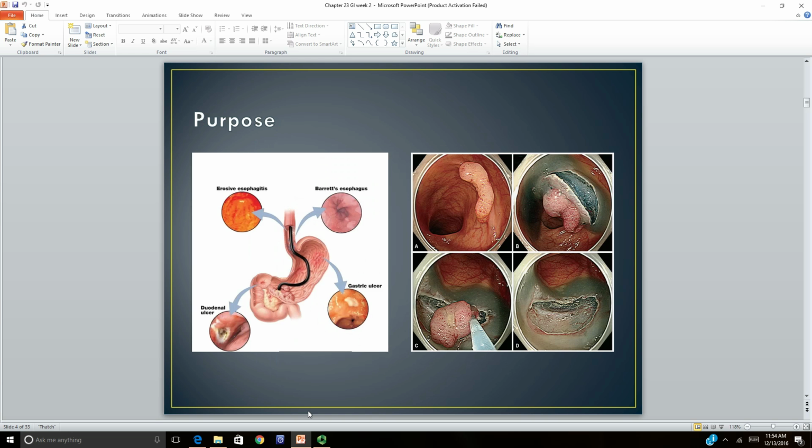The purpose of the procedure is to establish or confirm a diagnosis by direct visualization and biopsy, to allow postoperative inspection of the surgical site from inside the lumen of the GI tract, and for screening.